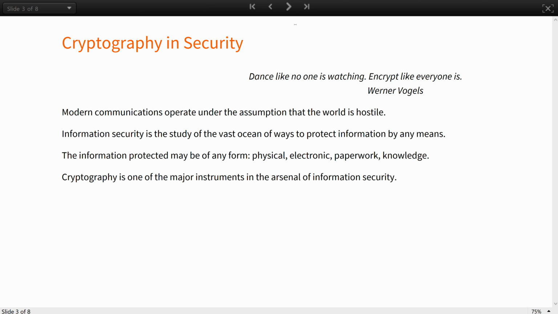It has many faces depending on the situation and requirements, from guards with dogs in front of the door to simple passwords. The information protected may be of any form: physical, electronic, paperwork, or knowledge. Cryptography, in turn, is one of the major instruments in the arsenal of information security, a digital protective envelope for communication. This course considers its application with respect to the digital form of information.